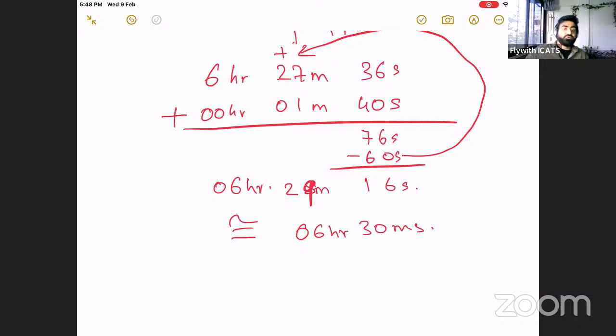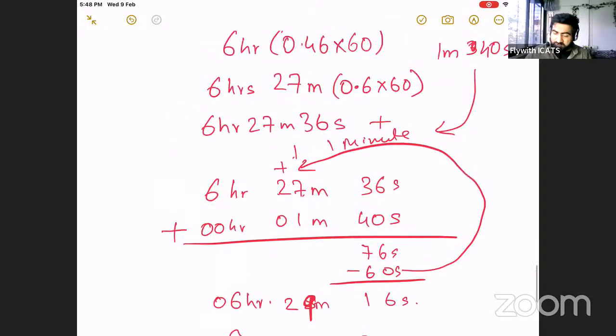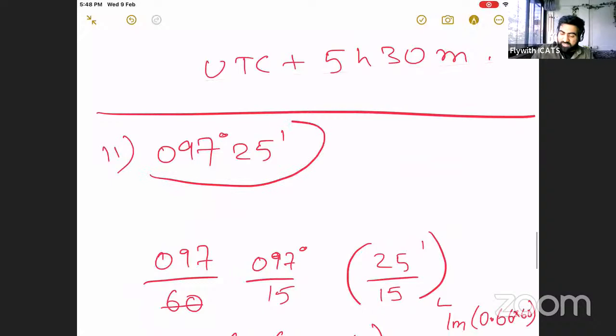Good job, everyone who's got correct answers equally. And so why are we dividing 25 by 15? Conversion: 15 minutes of arc is 1 minute of time. Yeah, that's why we are dividing, because 25 is in the question.